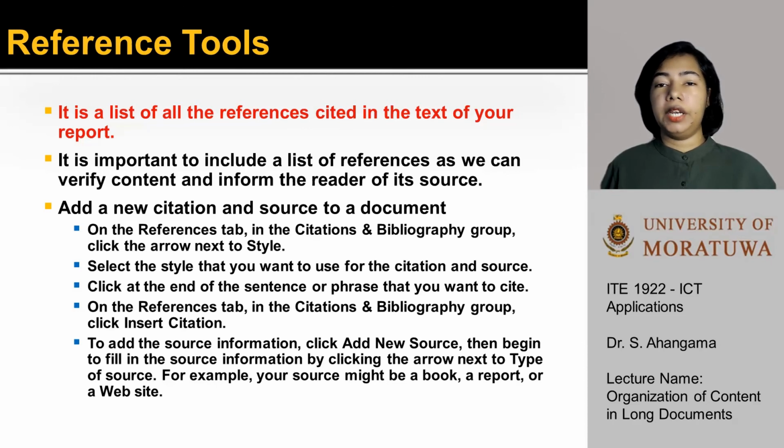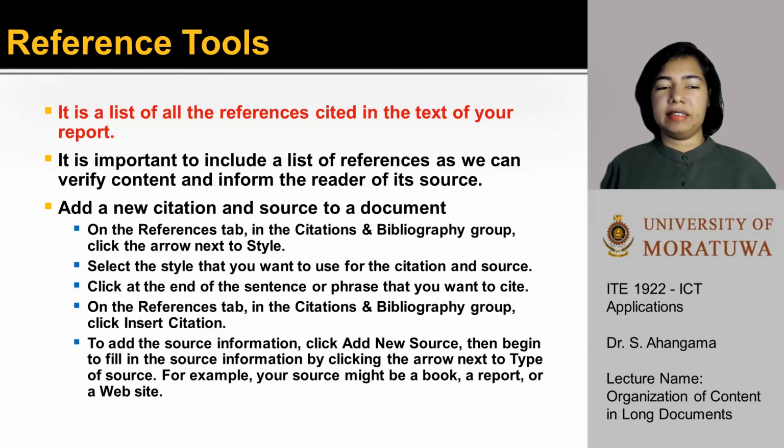So how to add a new citation and source to a document? Go to the reference tab. In the citations and bibliography group, click the arrow next to style. Then select the style that you want to use for the citation and source. Then click at the end of the sentence or phrase that you want to cite.